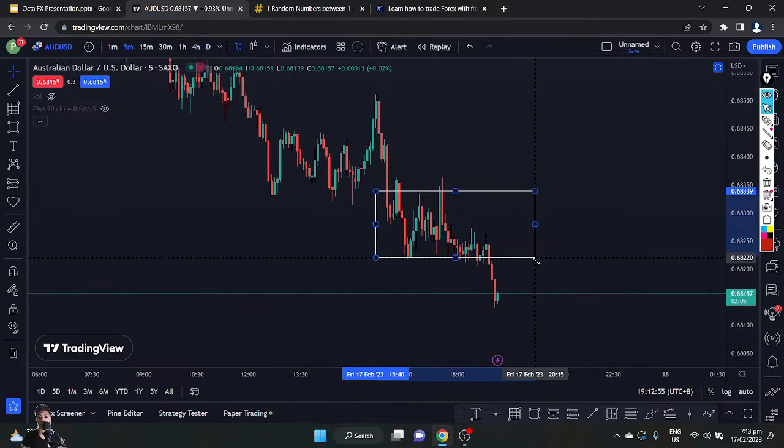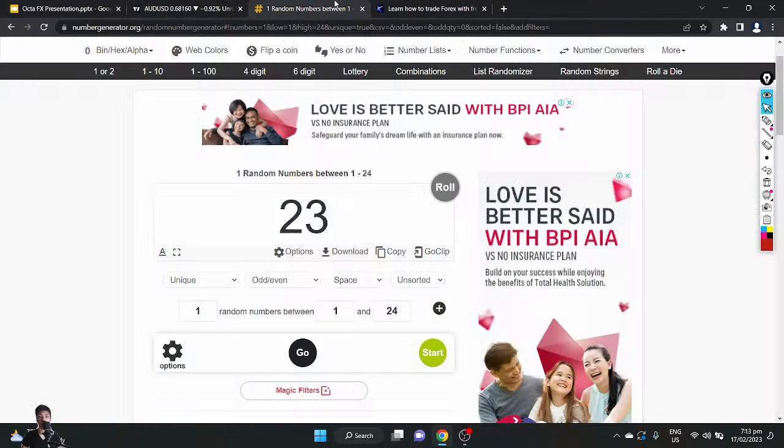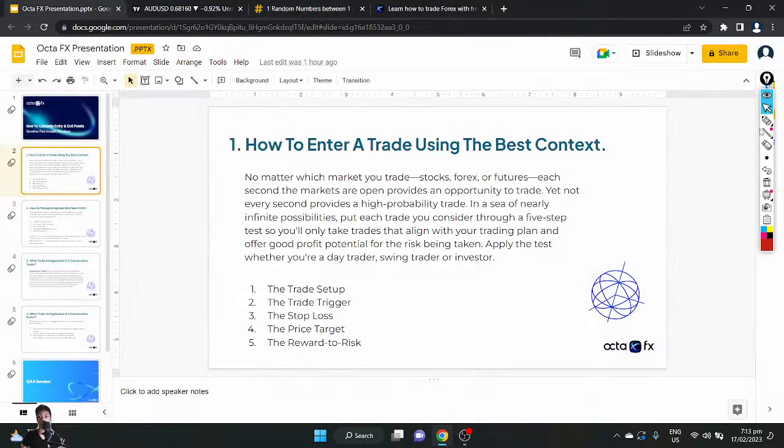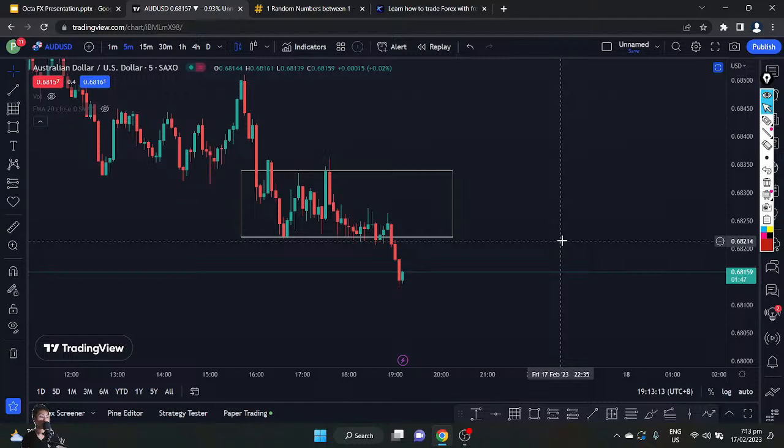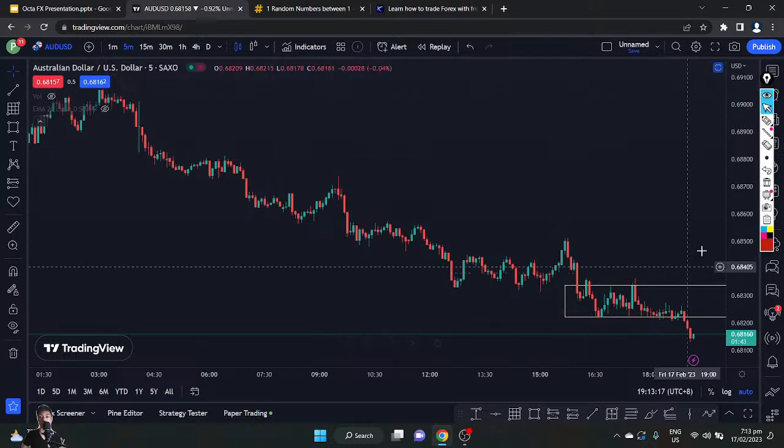So this is what step 1 is saying to us. The first is the trade setup. For us to be able to have the best context on when to enter a trade, we should be looking for the best possible trading scenario, right? Because as we can see here, we are on a downtrend, which is good.